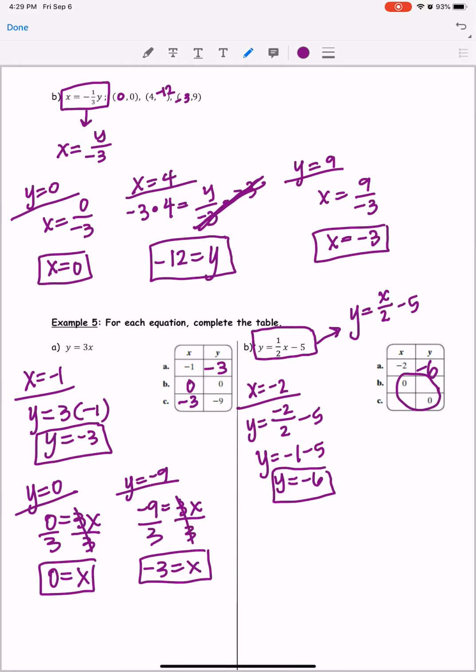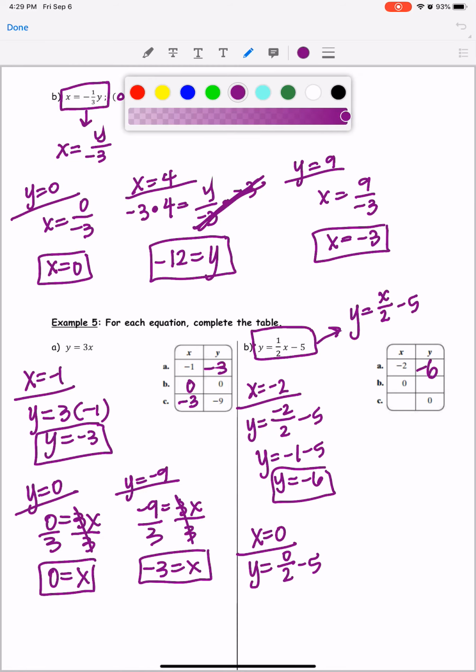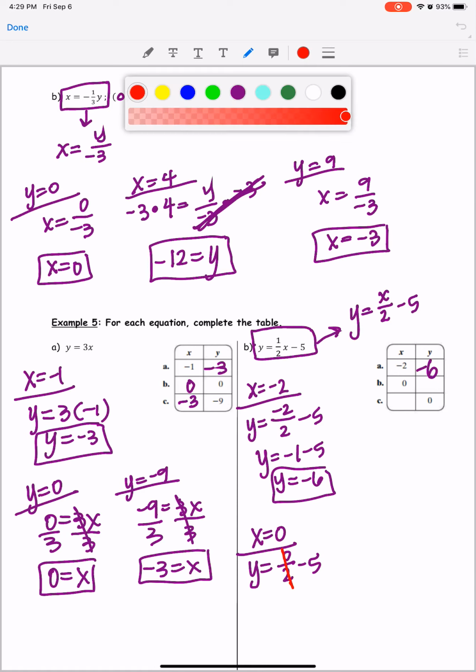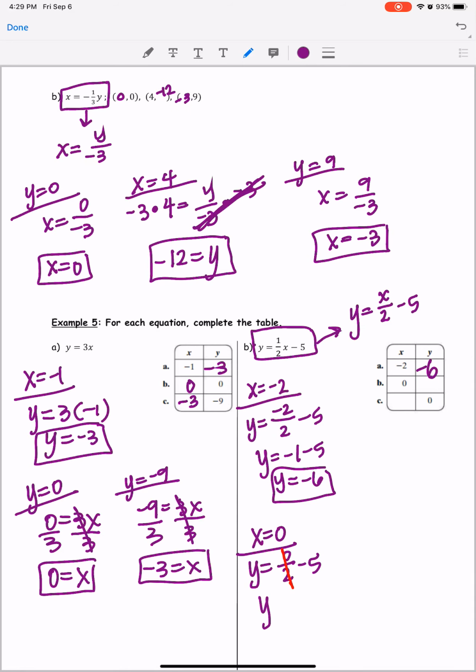I love these 0 ones. These 0 ones make everything so easy. When they tell me x is 0, we're plugging that in for this x again. So y equals 0 divided by 2 minus 5. Same thing, whenever you multiply something by 0, it's 0. Whenever you divide something by 0, it's 0 as well. So that goes away. So we get y equals, be careful with that 5, there's a negative in front. So y equals -5.